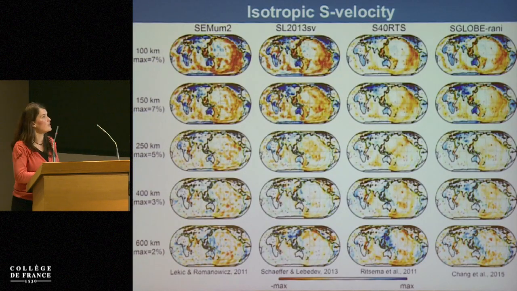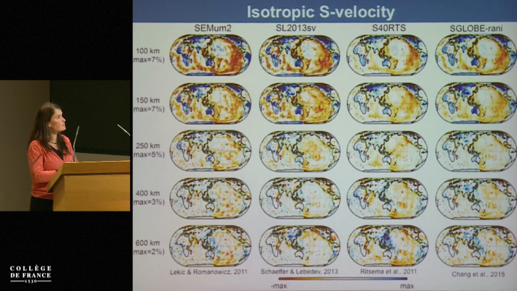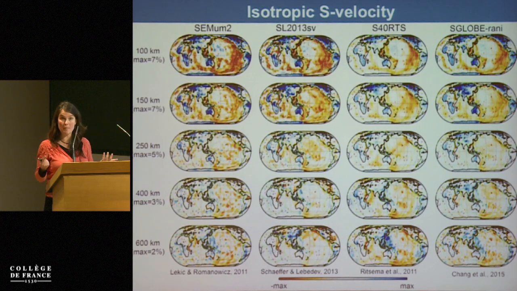Basically, our model is called S-Globe-Rani, and here I show the isotropic structure in the upper mantle. I compare it with the S4-TRTS model, so it's another whole mantle model.